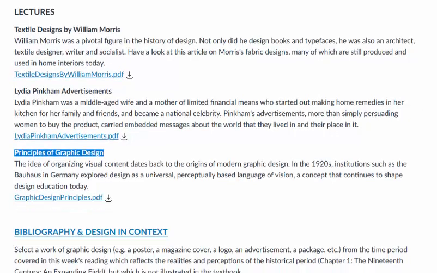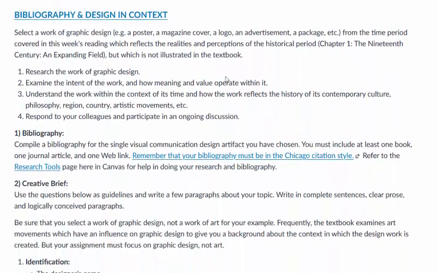This week, you'll work on your first bibliography and design and context assignment, where you will select a work of graphic design, such as a poster, a magazine cover, an advertisement, or something else, from the time period that is covered in this week's reading. Now, this week's reading is about Victorian graphic design and the arts and crafts movement. There are other stylistic movements during this time, but your example of graphic design must be something from Victorian graphic design.